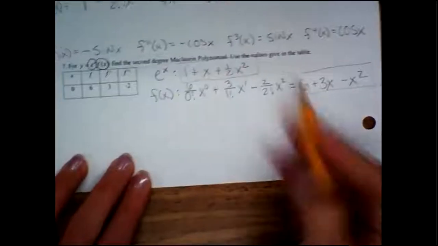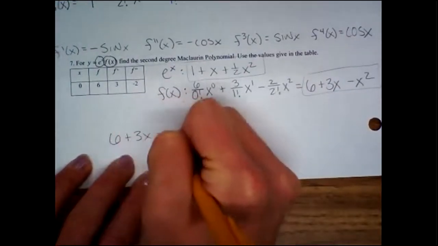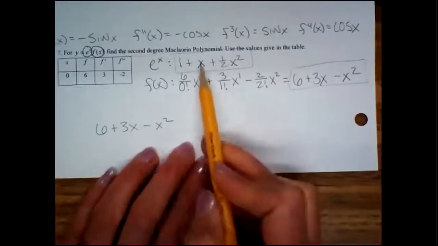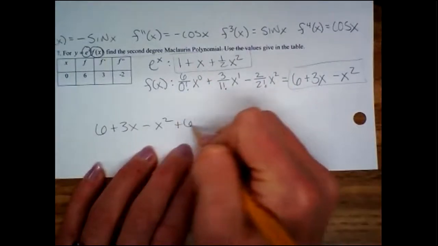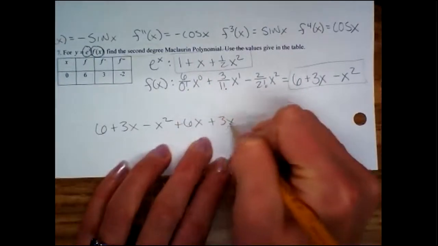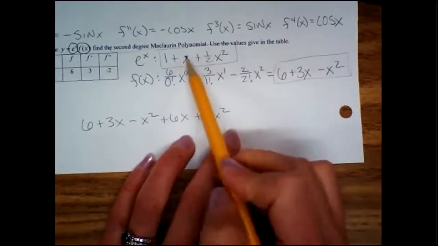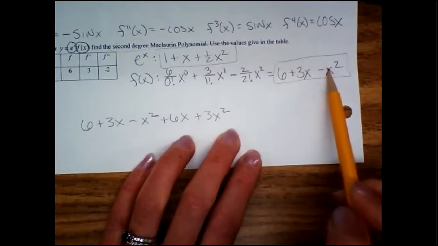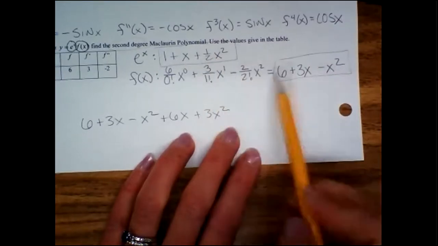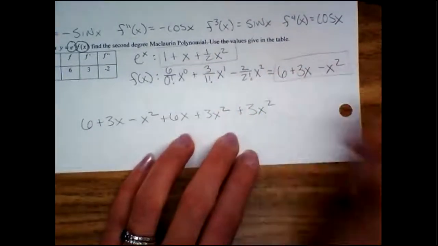Distributing a 1, that'll give you 6 plus 3x minus x squared. Distributing an x will give you 6x plus 3x squared. And then you would take the x to this one, but you would stop there because why? It goes over 2. And then distribute the 1/2 x squared will give you 3x squared.